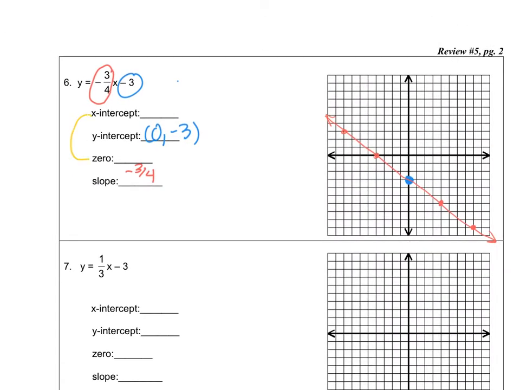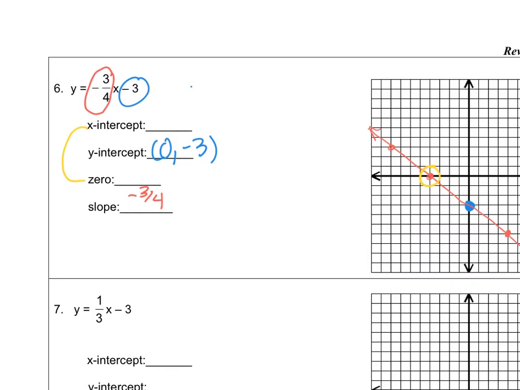So my x-intercept and my zero come after I've graphed it. It is crossing at the point -4, 0. So my zero is just -4.